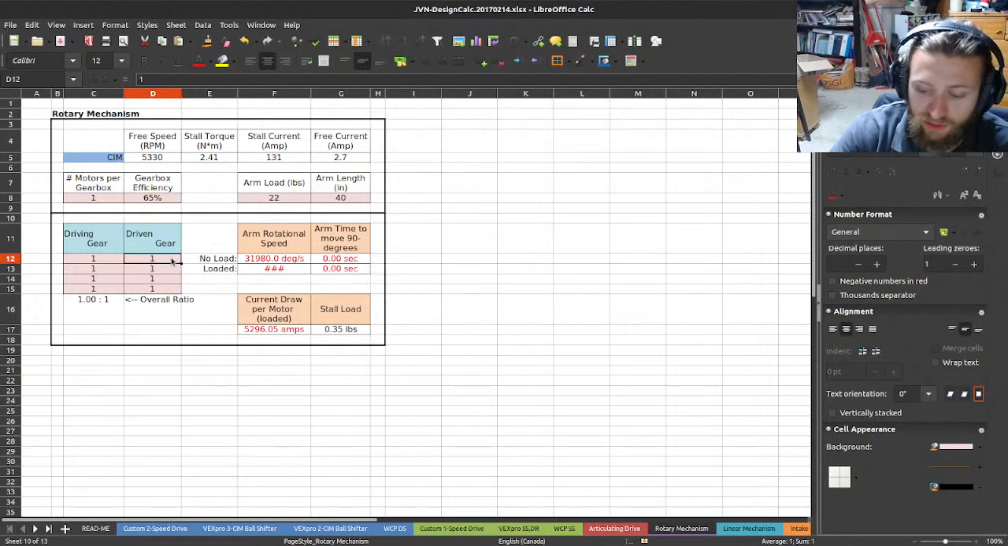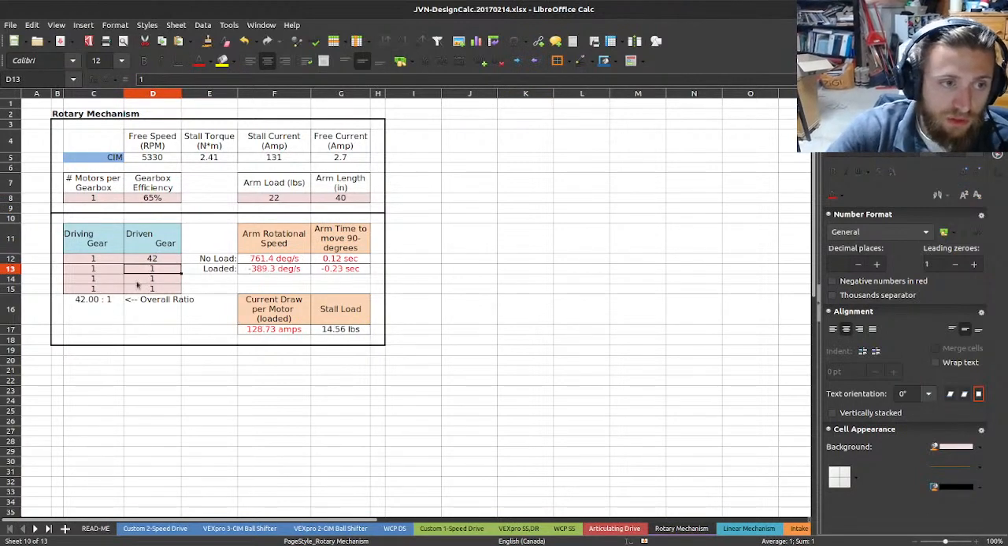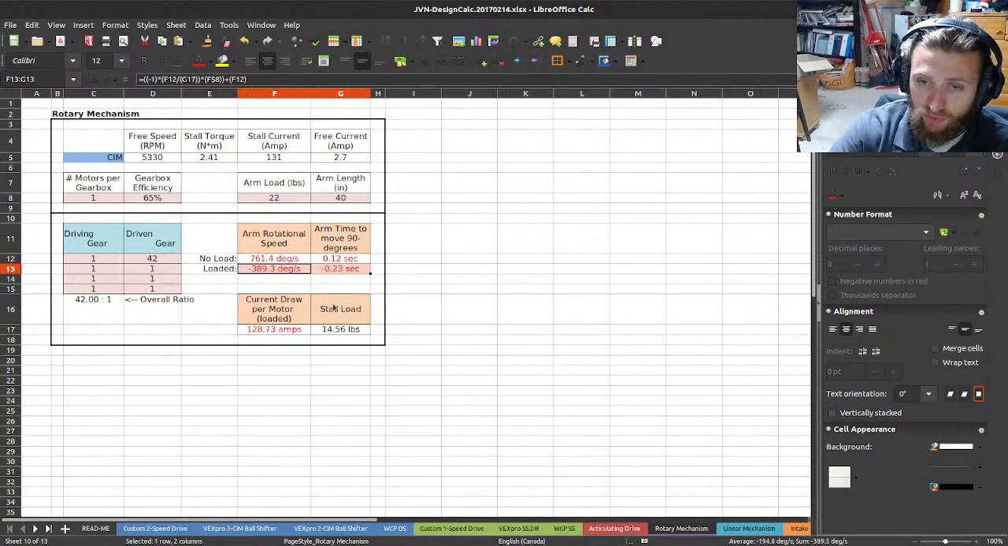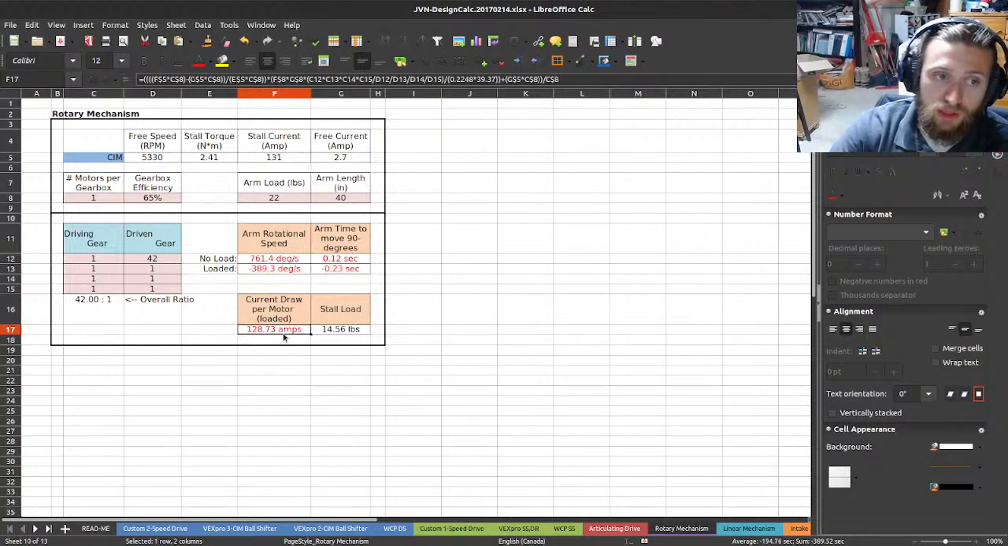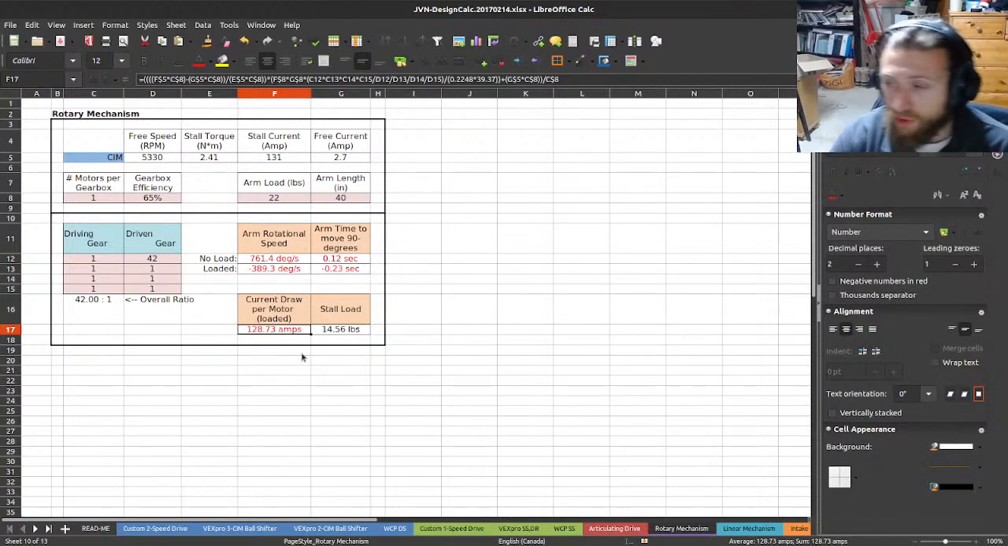So let's stick that in here and see what it pops out for us. So 42-to-1 overall gear ratio. It's super fast. It's not strong enough to actually move itself. That's why these numbers are negative. You can see the loaded current draw.